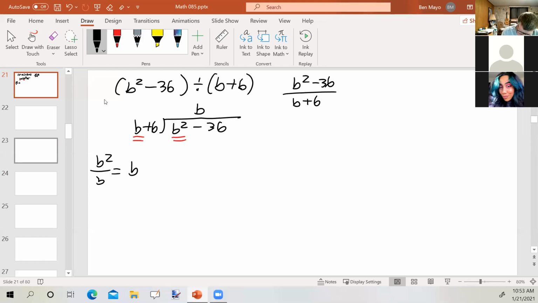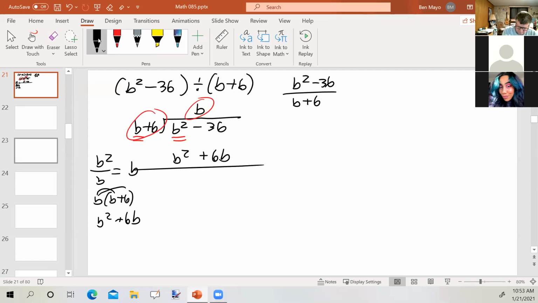Okay, so then I take what? B times b plus 6, right? I'm going to take this times all of that, and that's going to give me b squared plus 6b. So I'm going to write b squared plus 6b, okay? Then I'm going to subtract that from what's up above, change it to addition of the opposite, and there's a problem. So what's the problem there?